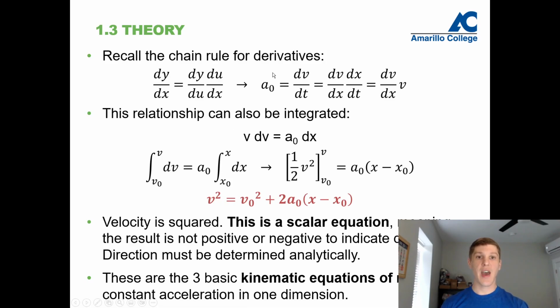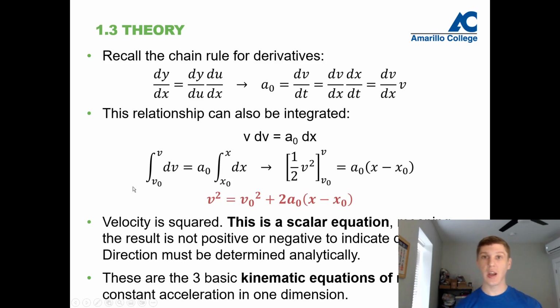And now we're saying that since our acceleration is constant and our acceleration is equal to dv/dt, I can use the chain rule on this dv/dt just like we have been before and say that this is dv/dx times dx/dt, which is dv/dx times v. So now I can integrate this relationship. I multiply my dx out through, and I end up getting v dv is equal to our constant acceleration, a naught, dx. And now I can integrate this equation.